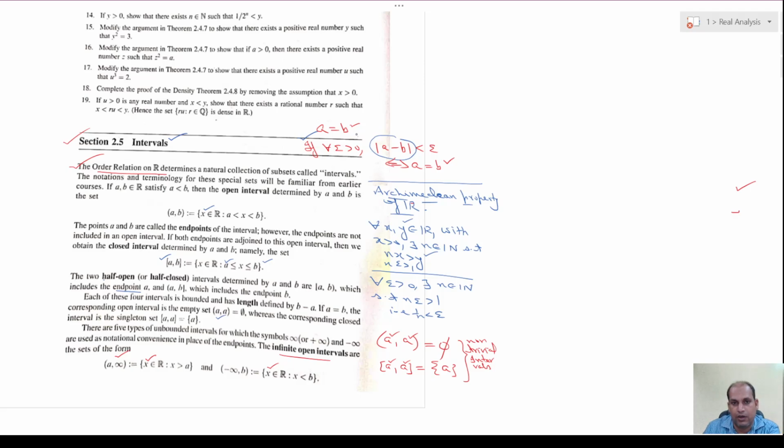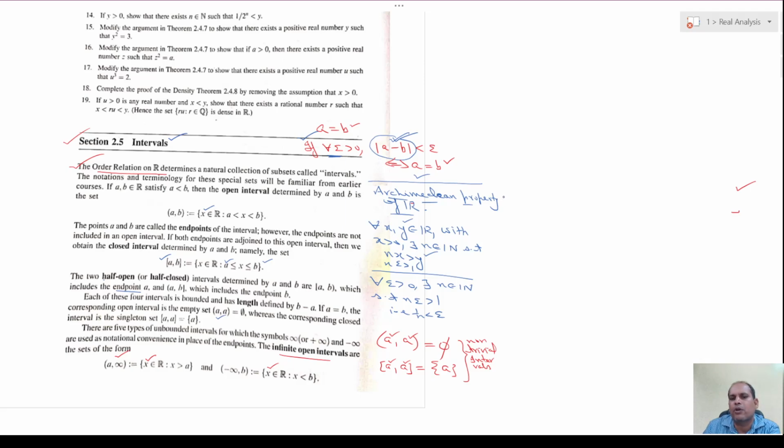Just recall this: since this absolute value has to be less than each positive epsilon, the only option left is that it has to be 0, that is, a minus b has to be 0, and we have a equal to b. We have already done its proof in the earlier lecture.